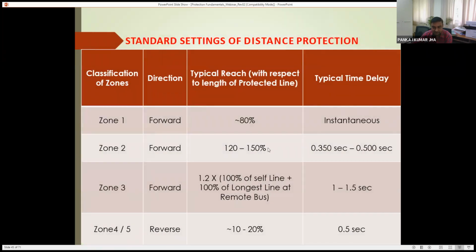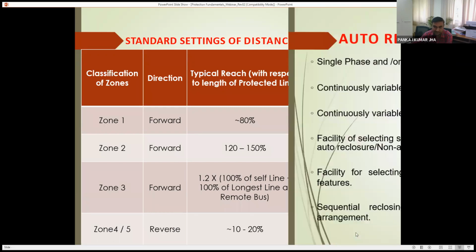These are some of the standard settings which is presently being used in Power Grid or in some different utilities also. Zone 1 is generally forward with 80% and instantaneous. This is for general conditions. If my line is having series compensation, in that case, this setting will change. But for general conditions, it will be 80%. Zone 2, 120 to 150% with a time delay of 0.35 to 0.5 second. Zone 3, it will be 120% of self line plus longest line at remote bus. Zone 4 or Zone 5, Zone 5 is in the ABB relay, Zone 4 in all other relay. It will be a reverse zone with 10 to 20% resetting and a time delay of 500 millisecond.